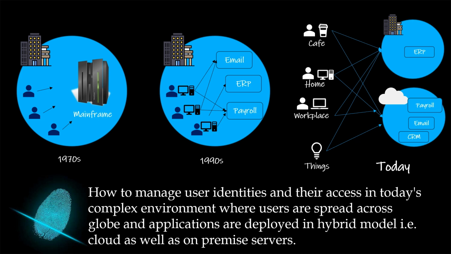How do we manage user identities and their access in today's complex environment, where users are spread across the globe and applications are deployed in a hybrid model, that is, cloud as well as on-premise servers?